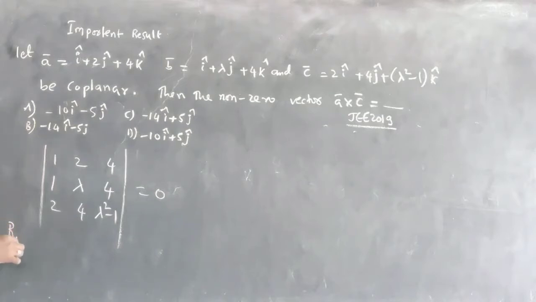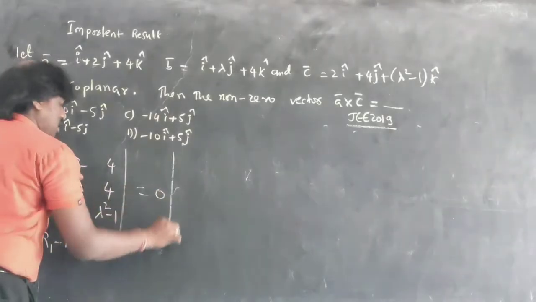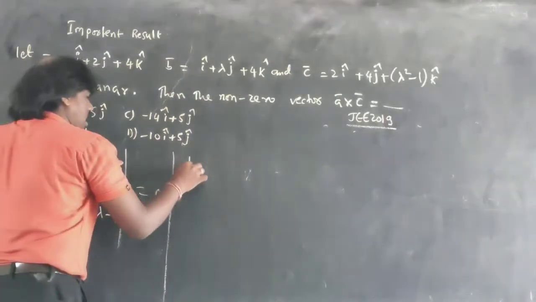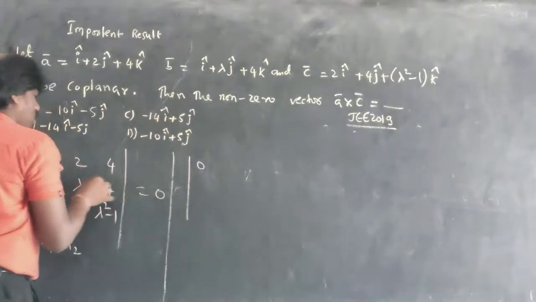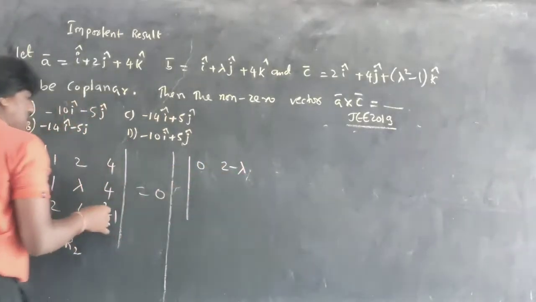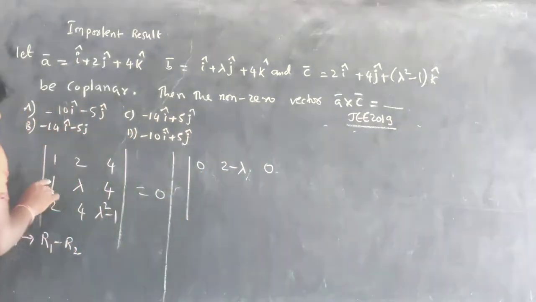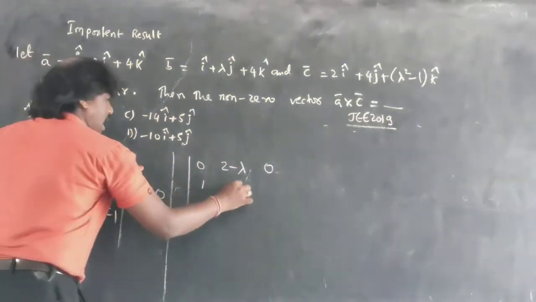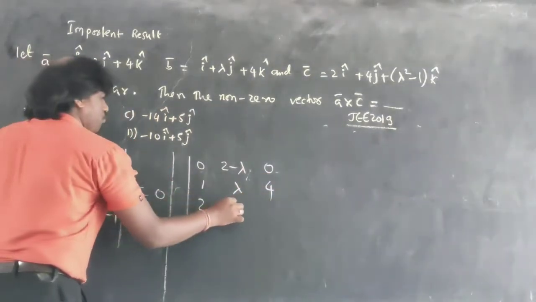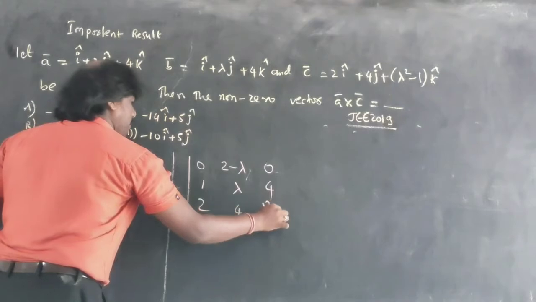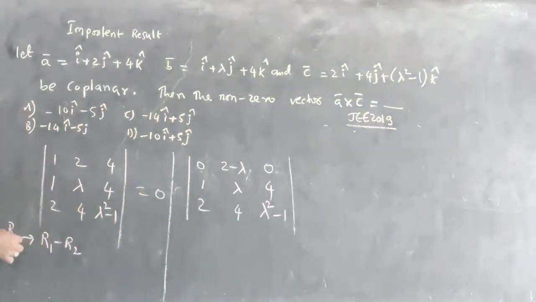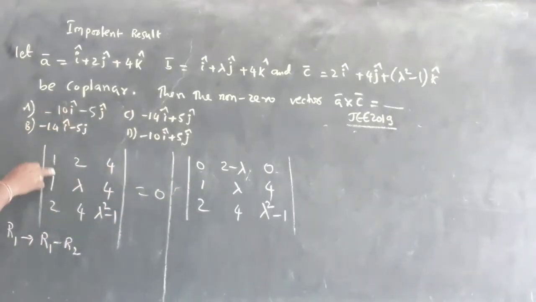So you can make it R1 implies R1 minus R2. If I apply this, what am I going to get on the top? I am going to get 0, 0. Here I get 2 minus lambda, and here 0. And here I am getting 1, lambda, 4, and 2, 4, lambda square minus 1. What I have done here is apply the operation R1 minus R2. R2 and R3 will be the same, and only R1 changes after the operation, meaning R2 is subtracted from R1.